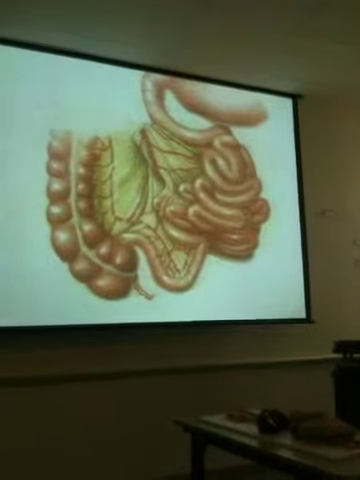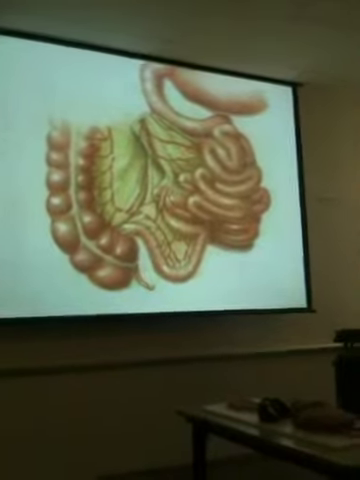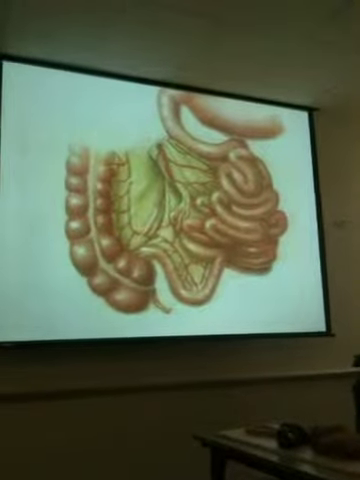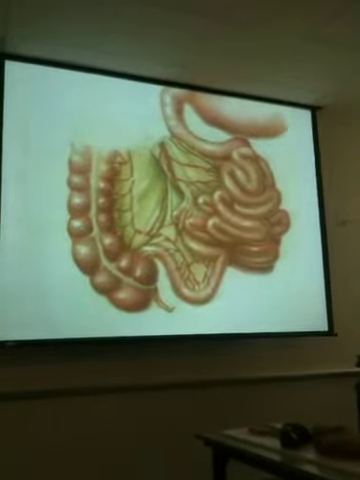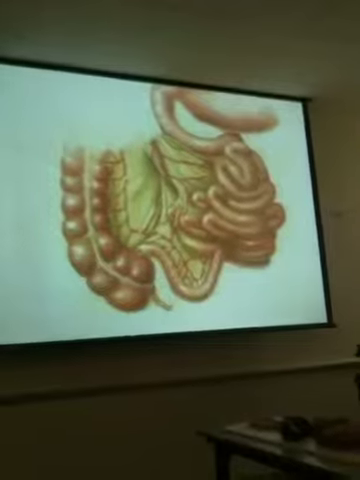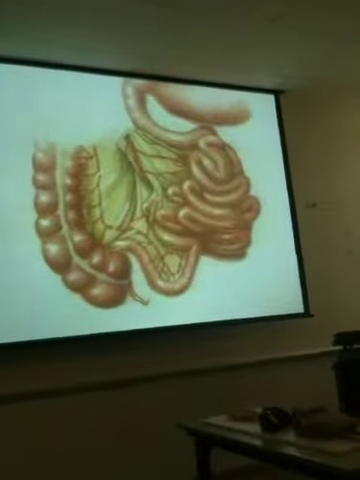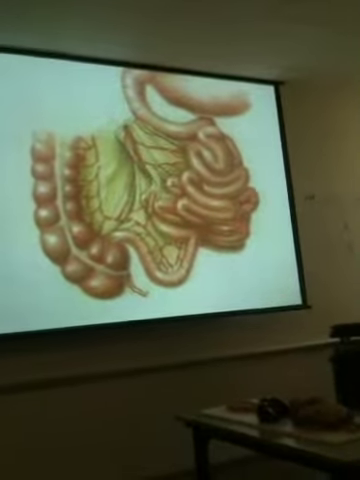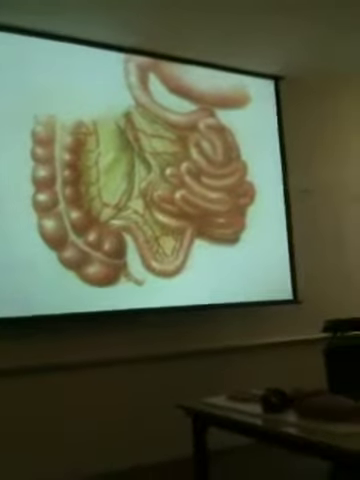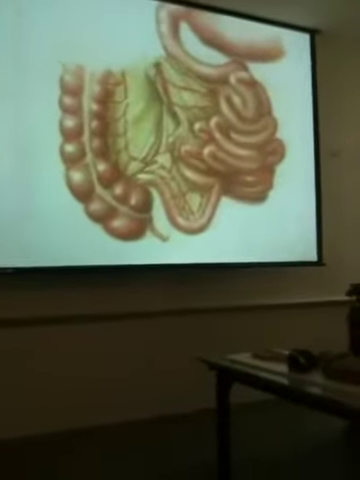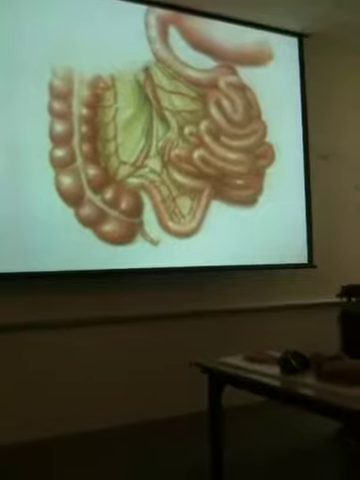And then what's this down here? Appendix. Okay. What's my name for each of the little pockets that I find along the large intestine? Haustra. So then what's all this yellowish material? Mesentery. And what vessel is it supporting?